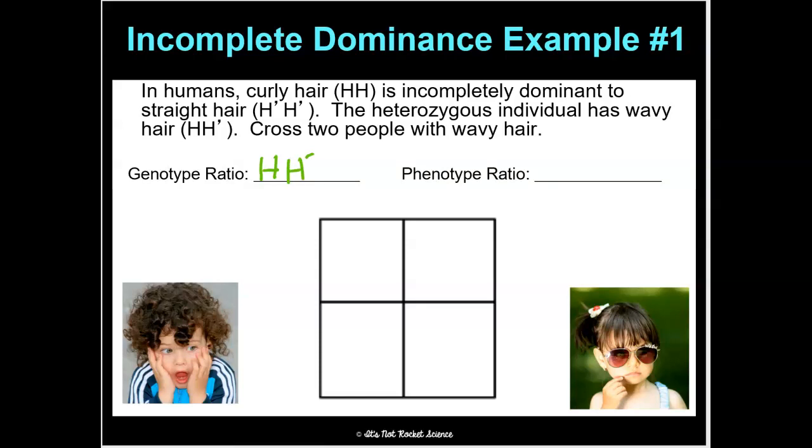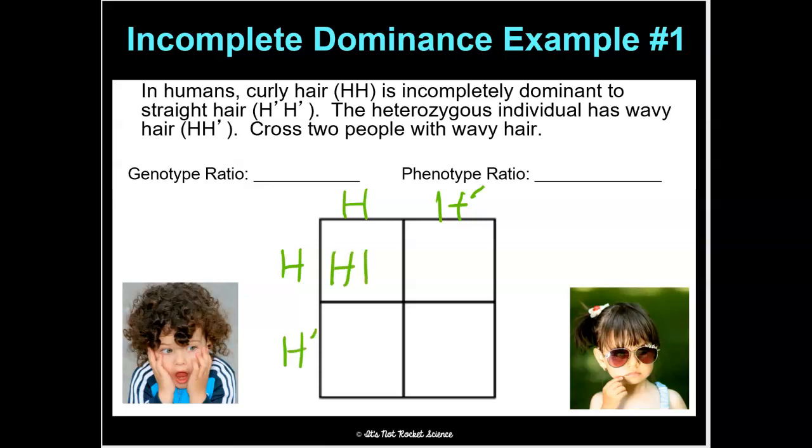Notice here, guys, that we're using this little apostrophe to show the opposite trait because it's not that one is dominant to the other. You could also show it with a completely different letter. You'll see it both ways. So let's cross our two people with wavy hair. They each have one of each. This is my curly, the plain H, and this is my straight, the H with the apostrophe, and the other parent also is wavy. So we're going to do the same thing.